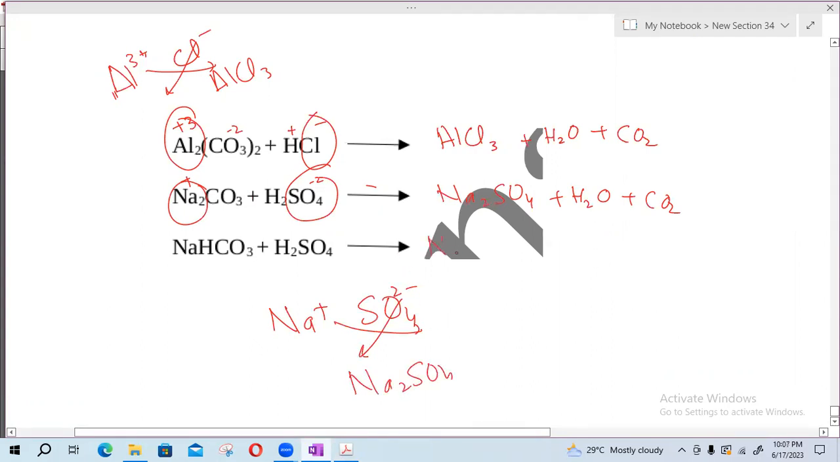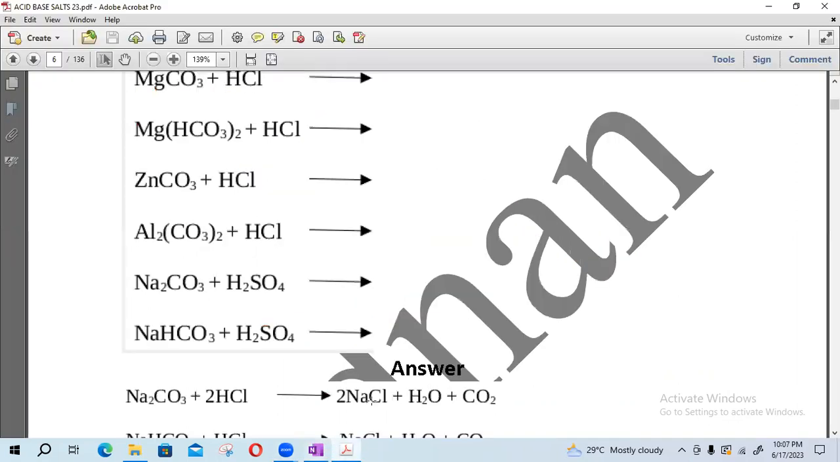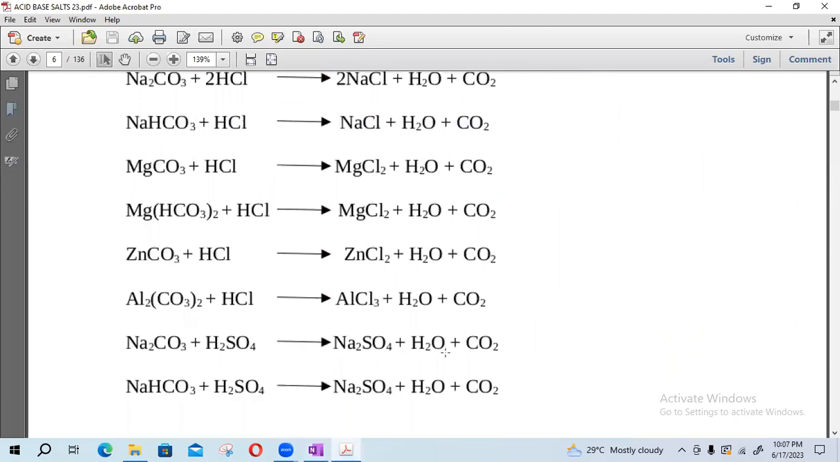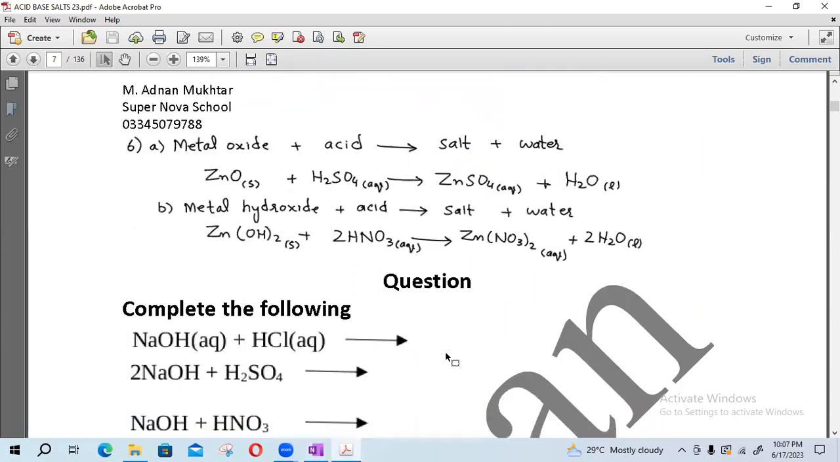Similarly, the last one will be Na2SO4, sodium sulfate, plus water, H2O, plus CO2 as the products in this case. So this was the property, and we did some practice.